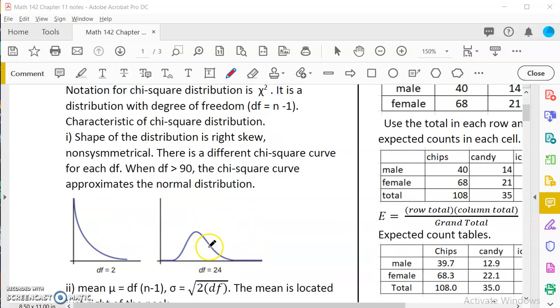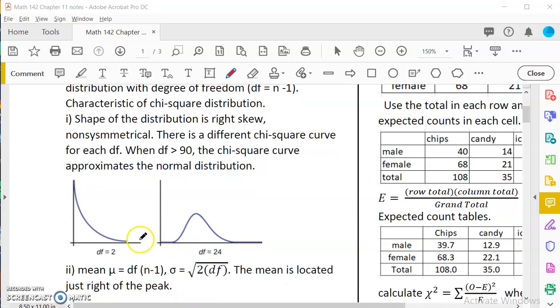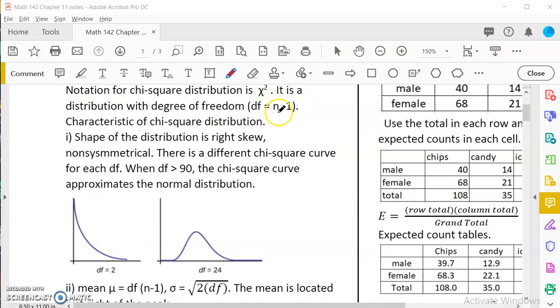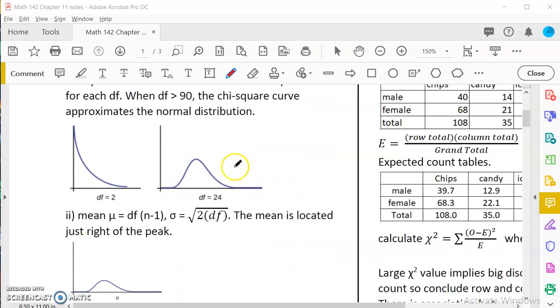There are multiple of them, and their skewness differs by something called the degree of freedom. Again, if your sample size is n, the degree of freedom is n minus 1. If you have degree of freedom 2, your chi-square distribution is really right skewed. When the degree of freedom increases, it gets more and more symmetrical, and the peak moves towards the center. The book says that if the degree of freedom is greater than 90, the chi-square distribution approximates a normal distribution. So these are some facts about the chi-square distribution.